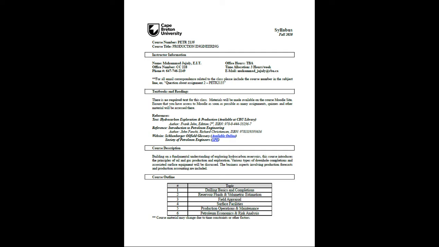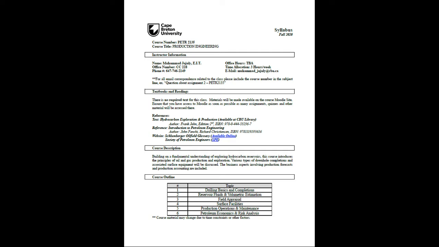Whoever took the introductory level 1 courses, PETR 1131 or such, to them this course is a little bit more detail of the preliminary course. In production and process engineering, like 1131, we just touched on the overall hydrocarbon production, processing, transportation, refining, etc. But this one is more technical oriented, or technical field specific type of course.